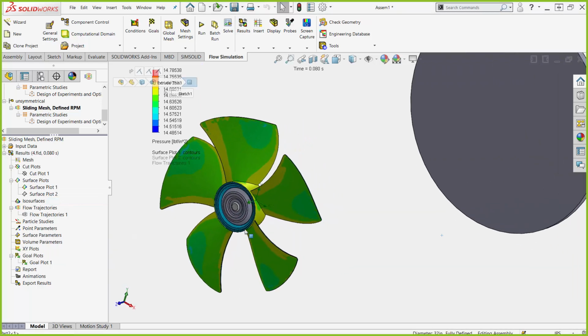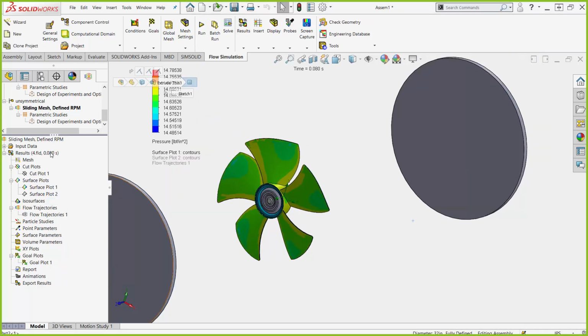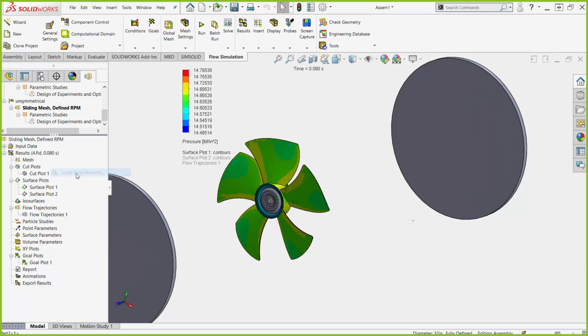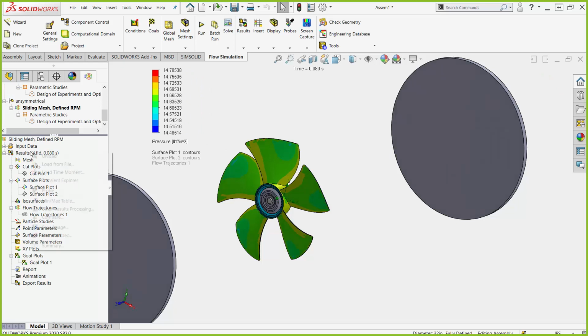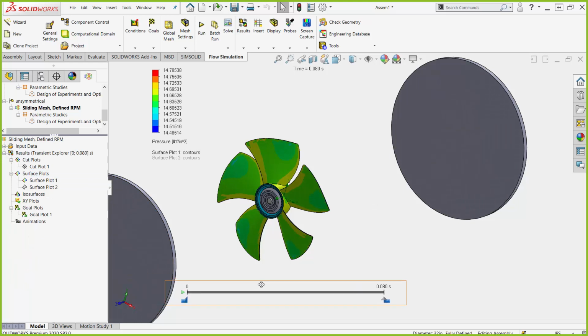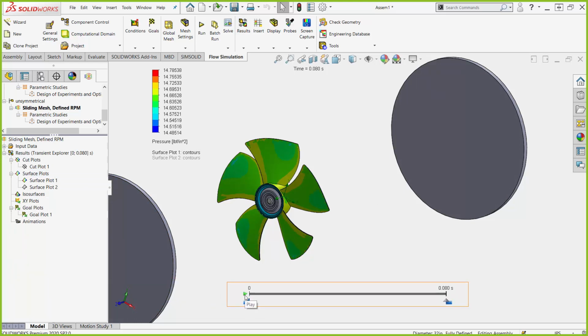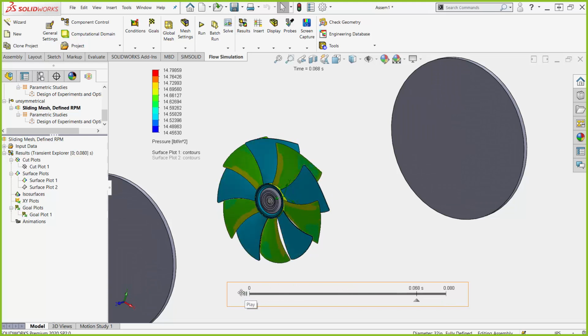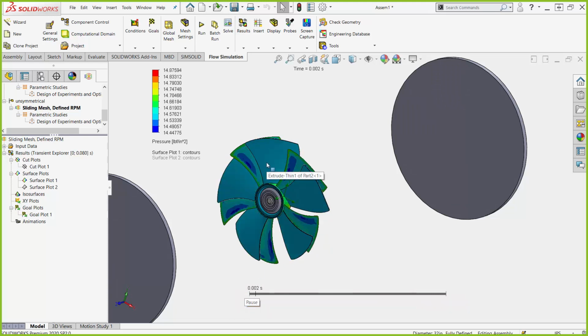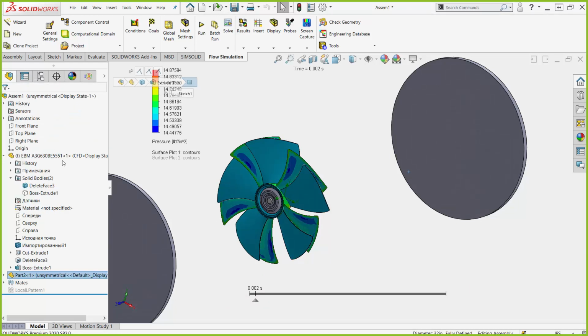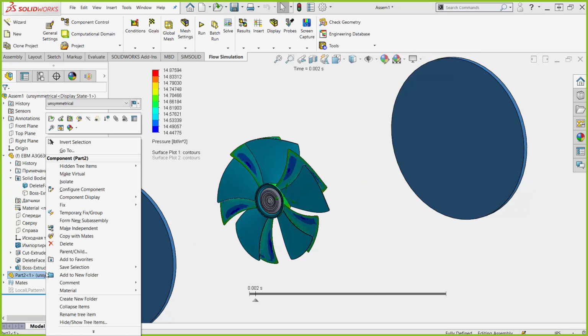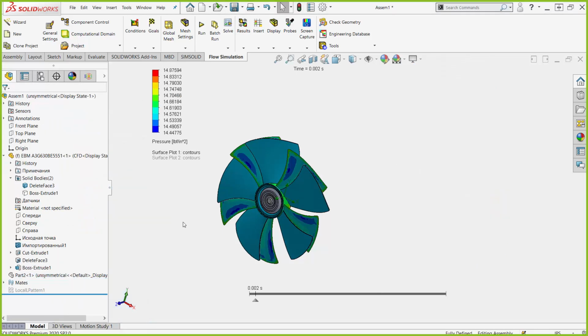So there's my pressure at that 0.08 seconds. I cannot load any previous seconds because I didn't save any. But if I go to Transient Explorer, since I did turn that on, I get access to animations, which I can then play. We see that spinning about 2 times. What's up with this secondary fan blade? What the heck is that? That's the original model, okay? Flow simulation isn't going to show the model moving, it's showing the results moving.